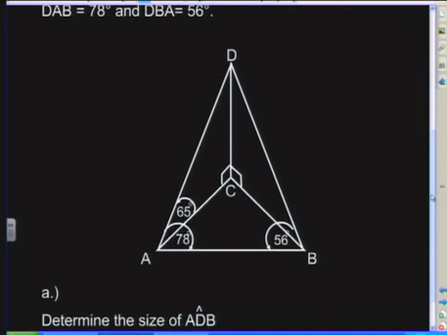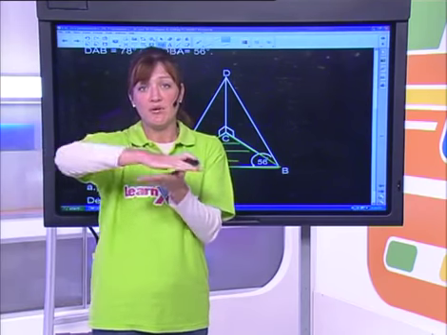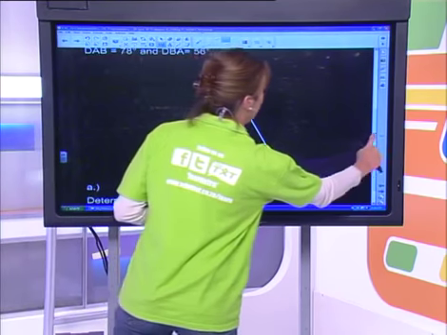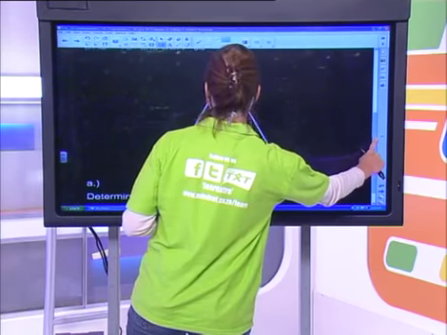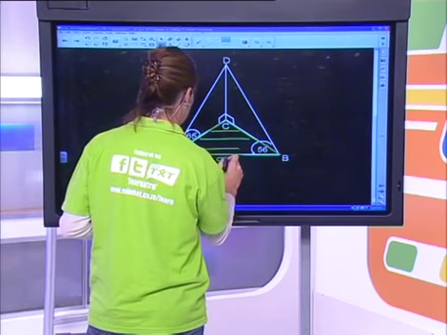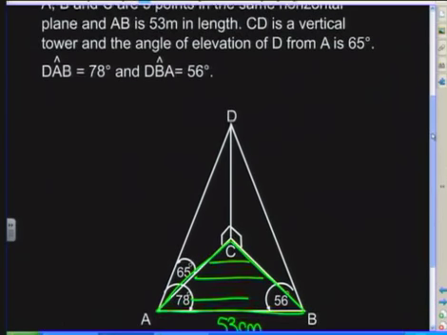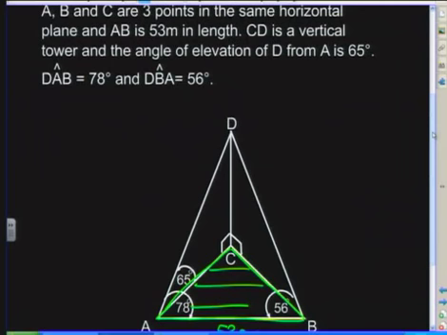So points A, B, and C are 3 points on the same horizontal plane. That is telling us that that is actually a flat surface, okay? That those 3 points are all just the same points on a flat surface, okay? And then they've told me that I have the length of AB, which is 53 meters. Okay, so that's given to us over there. Right, what else have they told me? CD is a vertical tower, and the angle of elevation of D from A is 65 degrees.